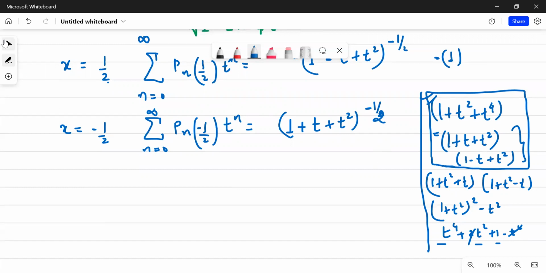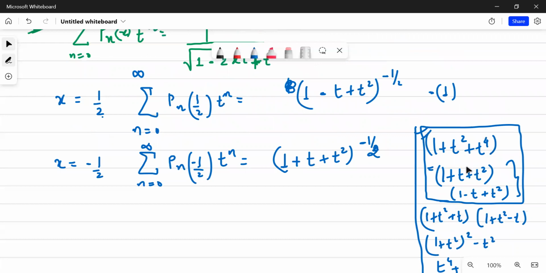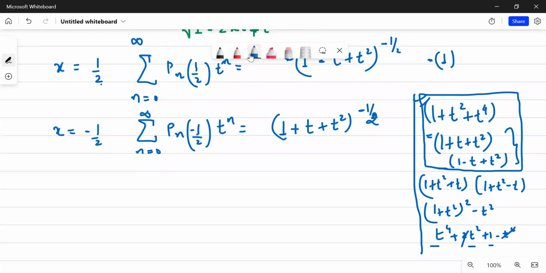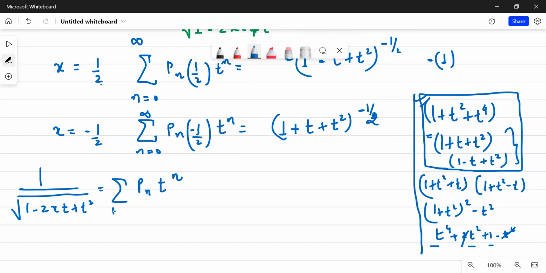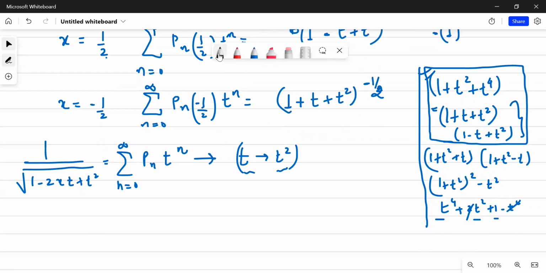Okay. So now I know if I multiply these things, I'll get this. So what I'll do, I'll take another trick I'll play. I'll simply write that this is root over 1 minus 2xt plus t square, which is given by summation Pn(x) t की power n, n equal to 0 to infinity. Now what I'll do, instead of t, I'll replace t square.